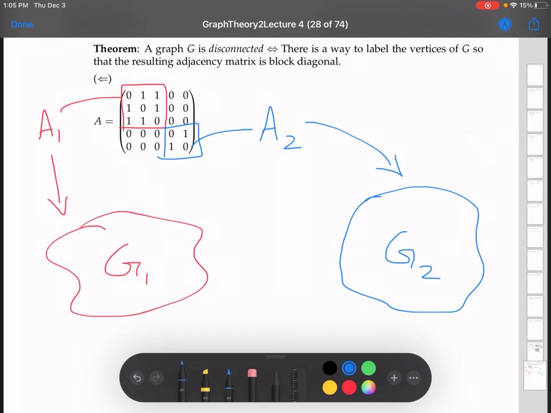Now, because it's block diagonal, to say something's block diagonal, we have a block of all zeros here, and we have a block of all zeros here. Take any vertex, let's take any vertex of G2. Now notice, there's 5 vertices, because this matrix A is a 5 by 5 matrix. And so let's say V4 over here in G2.